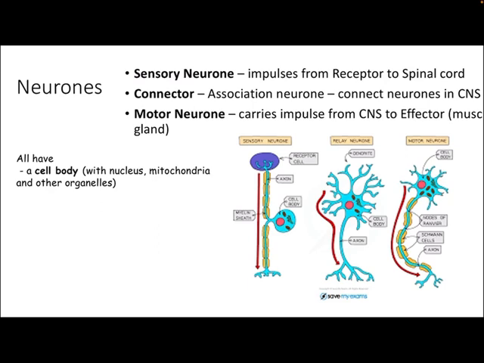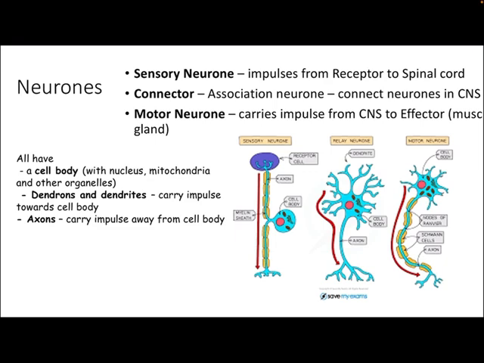All neurons have the following things. So a cell body, which contains the nucleus, mitochondria and other organelles, the dendrons and dendrites that carry the impulse towards the cell body, our axons that carry the impulse away from the cell body. And in our three diagrams, we can see that the axon and the dendrons are different lengths in each type of neuron.